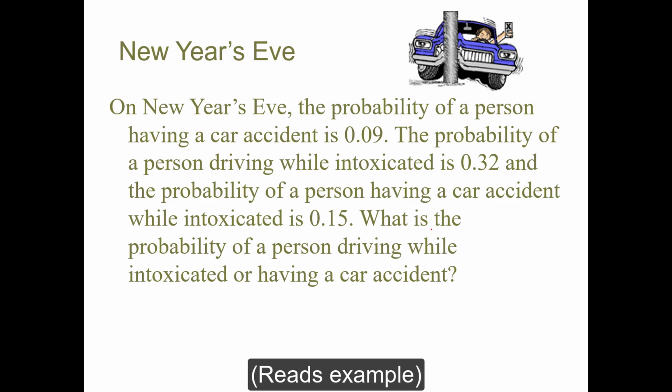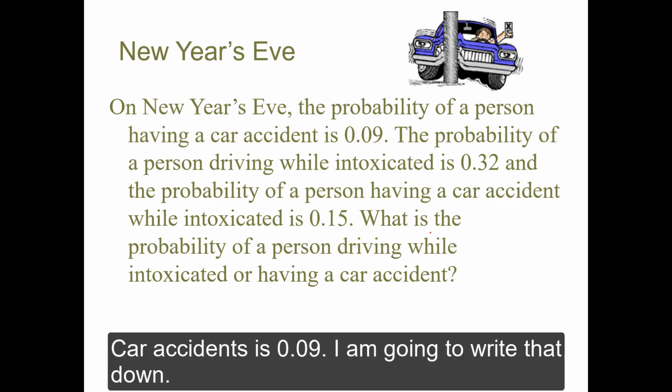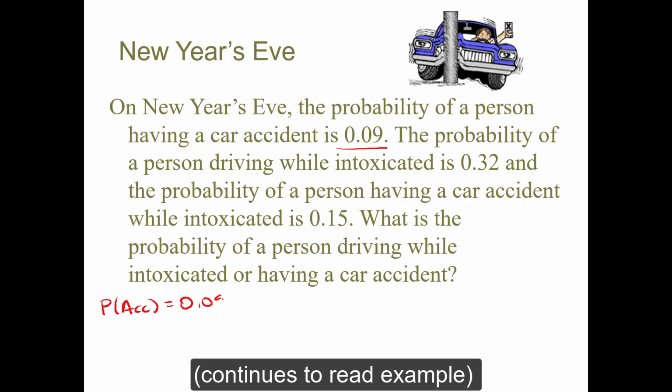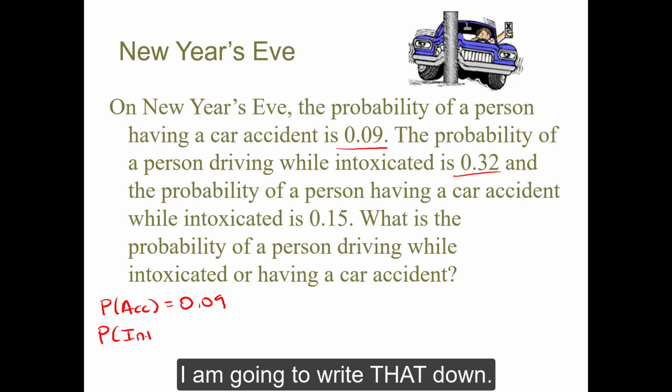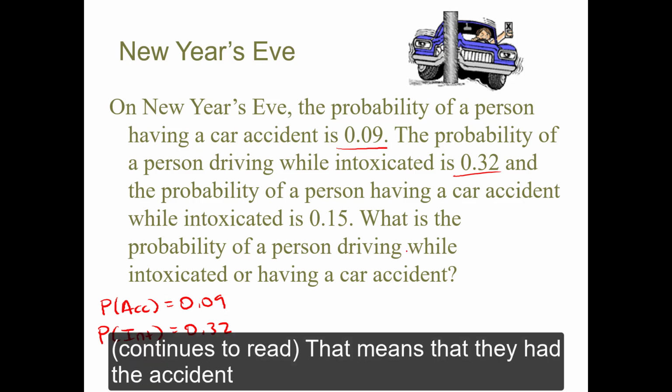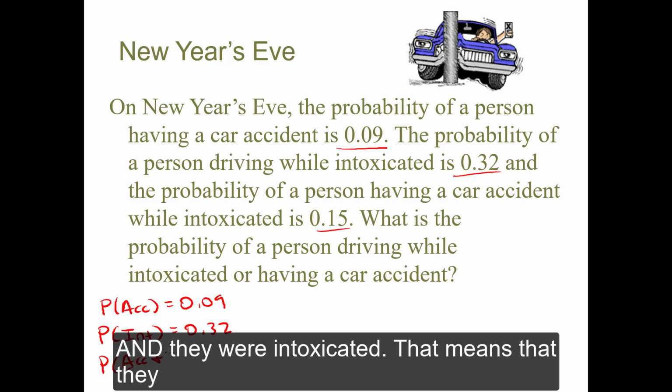On New Year's Eve, the probability of a person having a car accident is 0.09. So car accident is 0.09. I'm going to write that down. So having an accident is 0.09. The probability of a person driving while intoxicated is 0.32. I'm going to write that down. What does that mean? That's intoxicated is 0.32. The probability of a person having a car accident while intoxicated is 0.15. So that means they had the accident and they were intoxicated. So that means that they have in common 0.15.